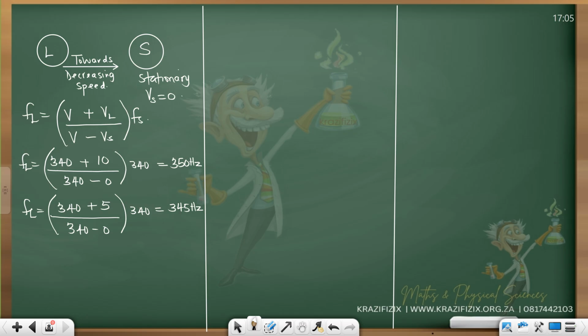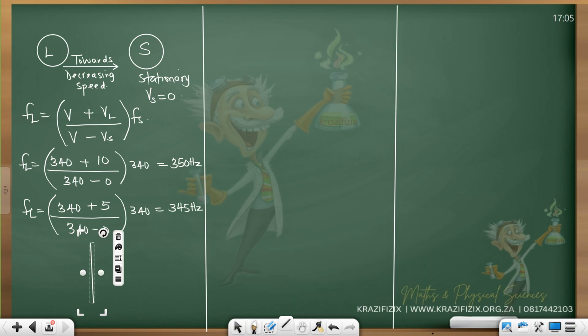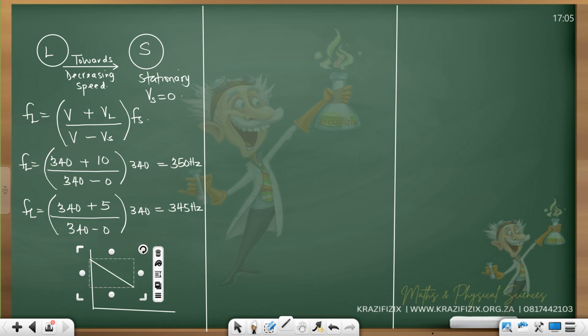All right, just so you can see that the speed is decreasing. So if I were to draw a graph, I only need 2 values to see how my numbers are behaving. As we move towards, the frequency then drops. Frequency drops. It's no longer on one straight line. It was first 350. As time increases, I'm moving slower, 345. Until I stop. And when I stop, it becomes 340.